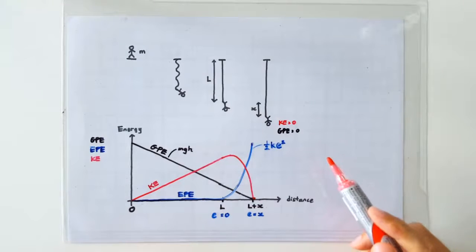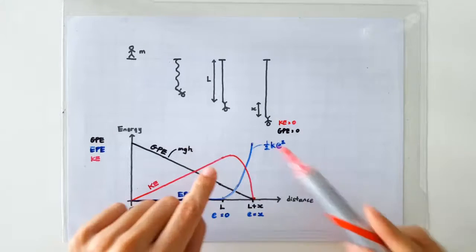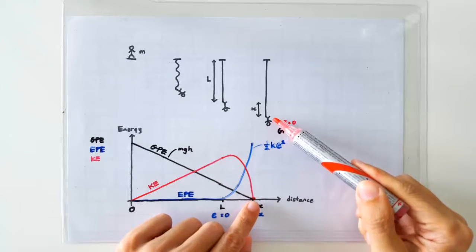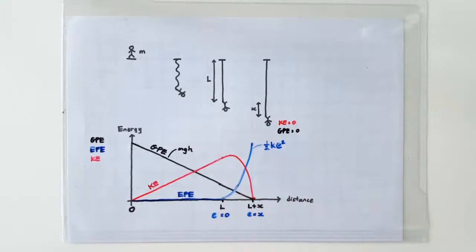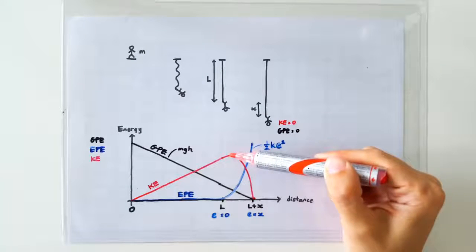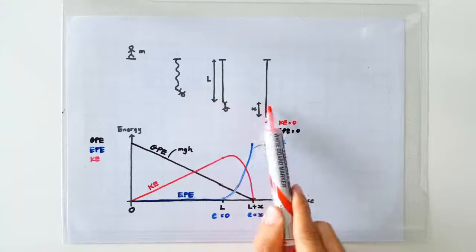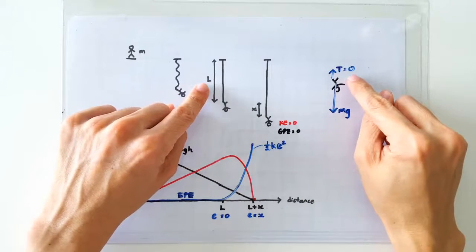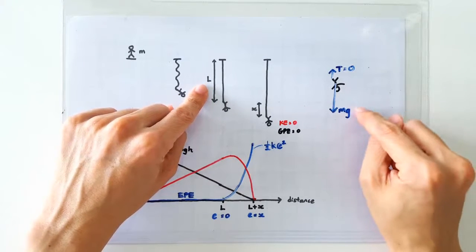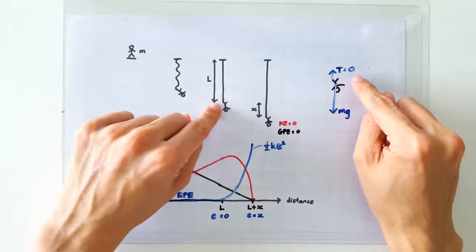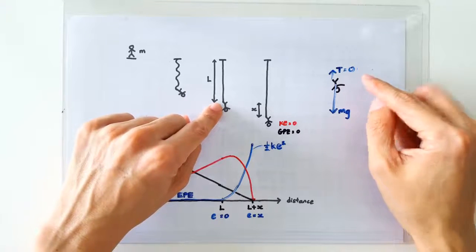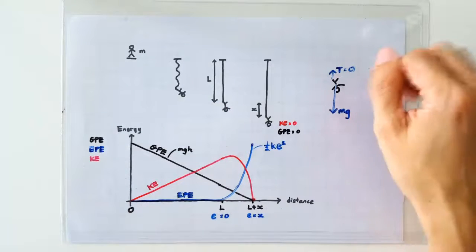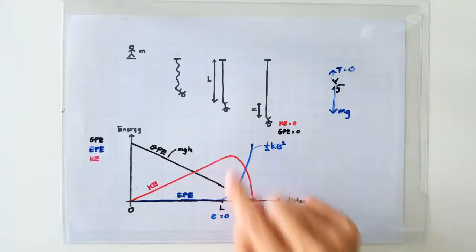Now we can complete the sketch of the KE graph. Notice that the KE graph reaches 0 at the lowest position, and that it reaches a maximum value somewhere in between these 2 positions. At this position, the tension in the bungee rope is still smaller than mg. In fact, it's 0 at the beginning of the stretch. So the net force acting on the jumper is still downward, so this guy is still speeding up. So the KE is still on the rise.